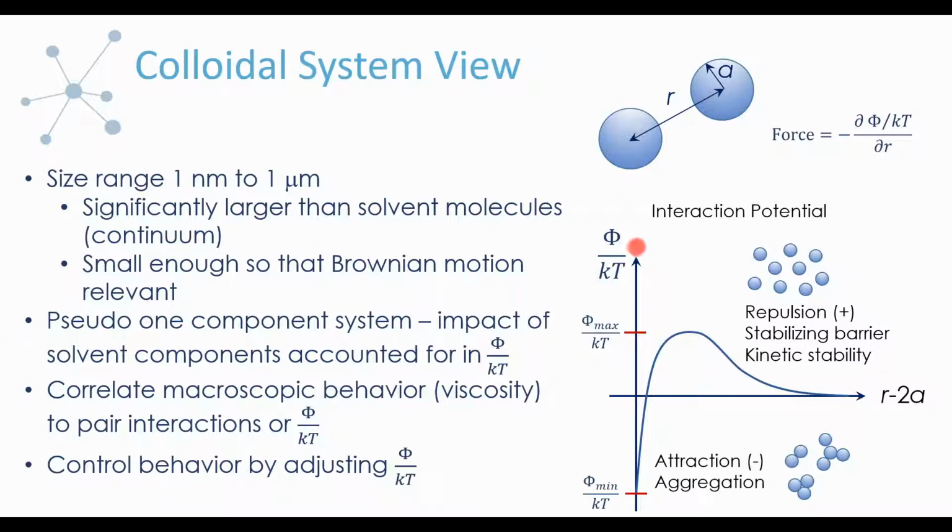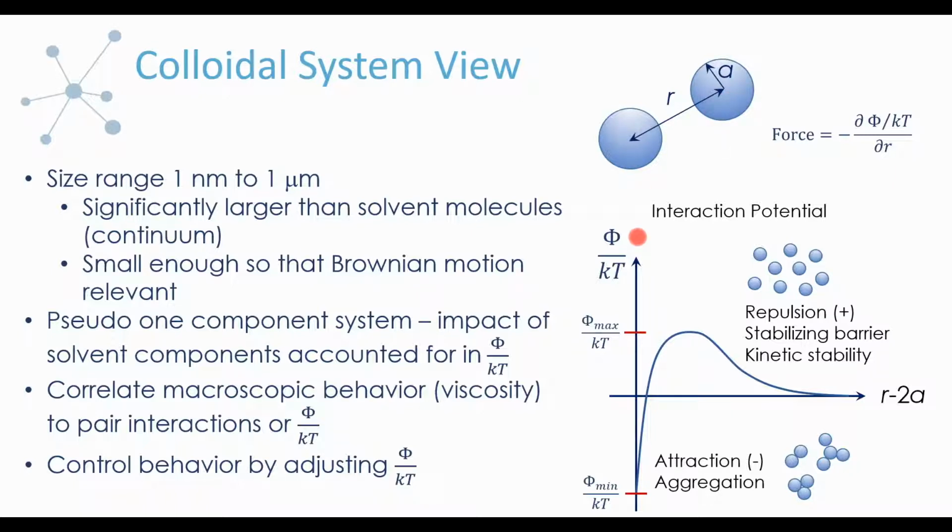So the interaction potential, which I've sort of drawn over here, is the basis for interpreting these types of systems. If you look at two of these spherical objects, protein or colloid, we're going to look at how they interact as a function of their center-to-center separation, which we're defining as R. And we're defining the radius of this effectively spherical object as A.